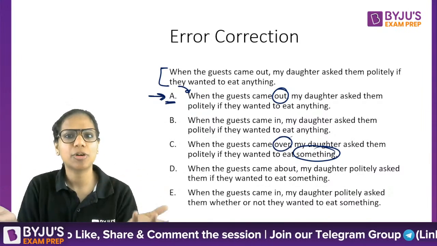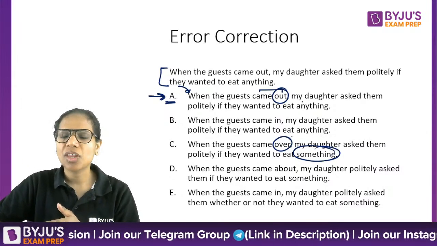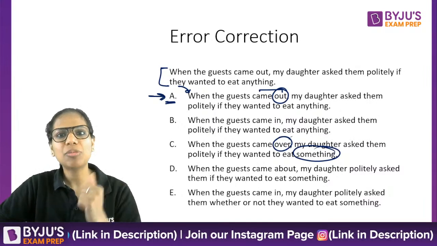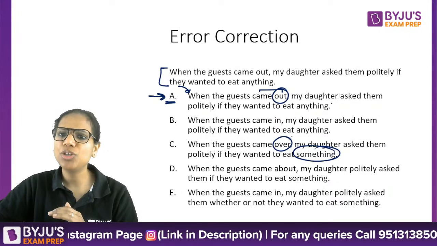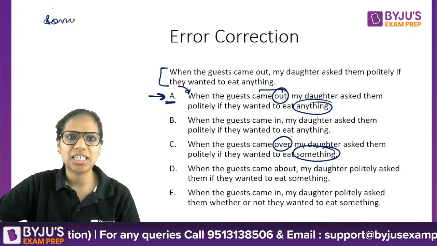That is what it means to come out of the closet, right? So when the guests came out does not make sense in this context. Came in, came over, they make better sense. Now, another error. My daughter asked them politely if they wanted to eat anything. That is wrong. Some versus any.